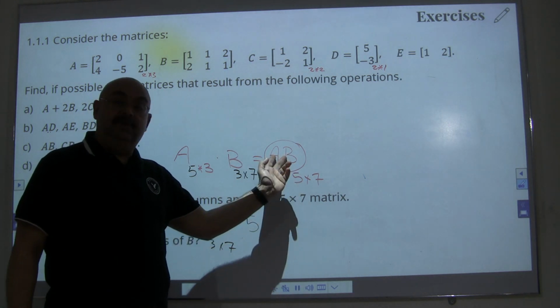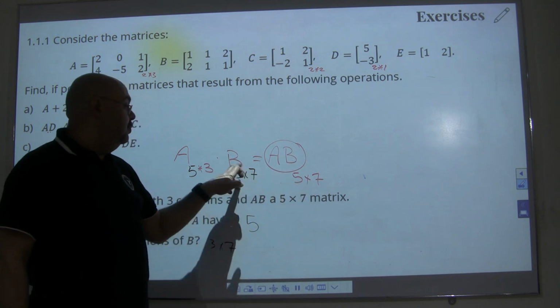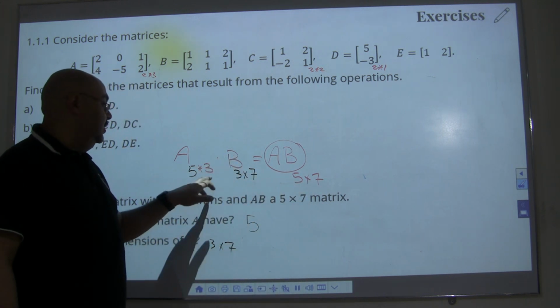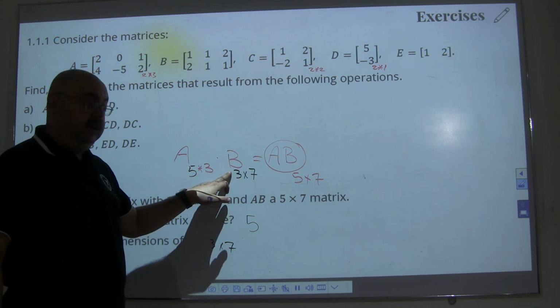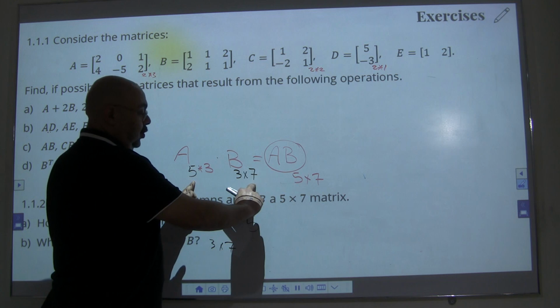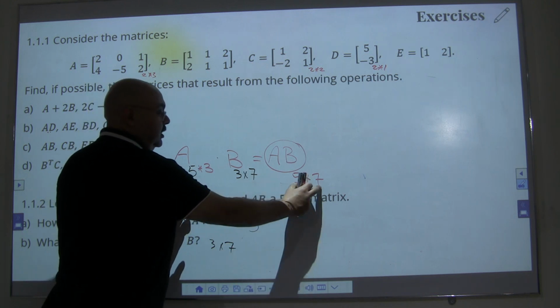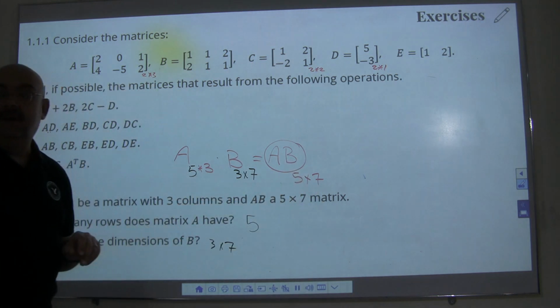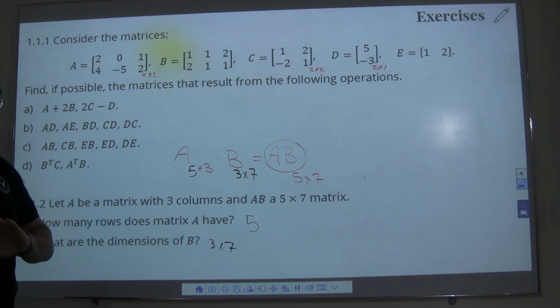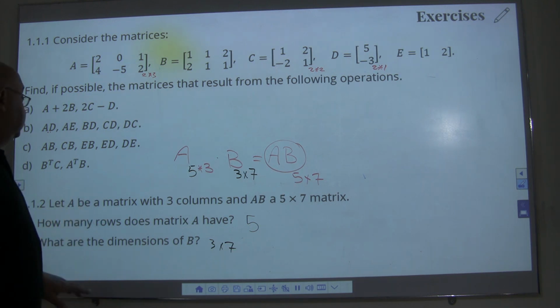So if A times B equals 5 by 7, then B must satisfy the condition that the number of columns in B should equal the number of rows in A. And the two external numbers are the dimension of the result matrix. Okay, guys? Alright, nice.